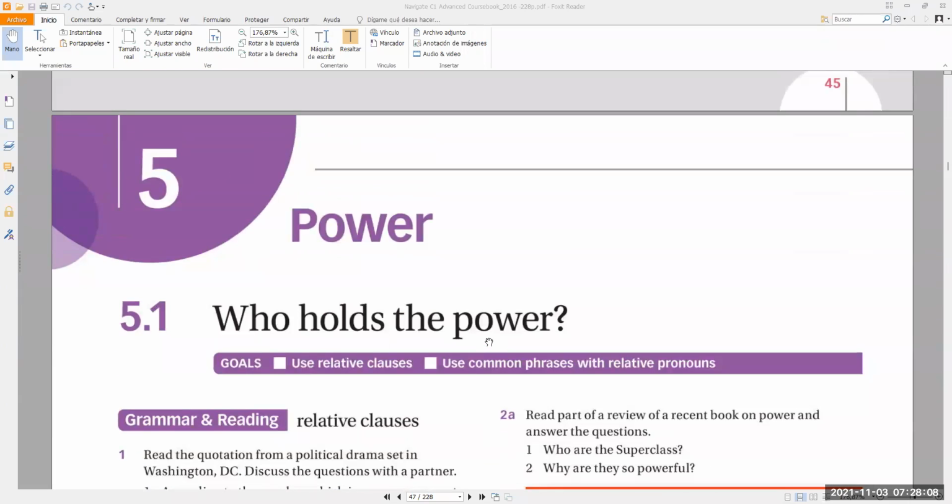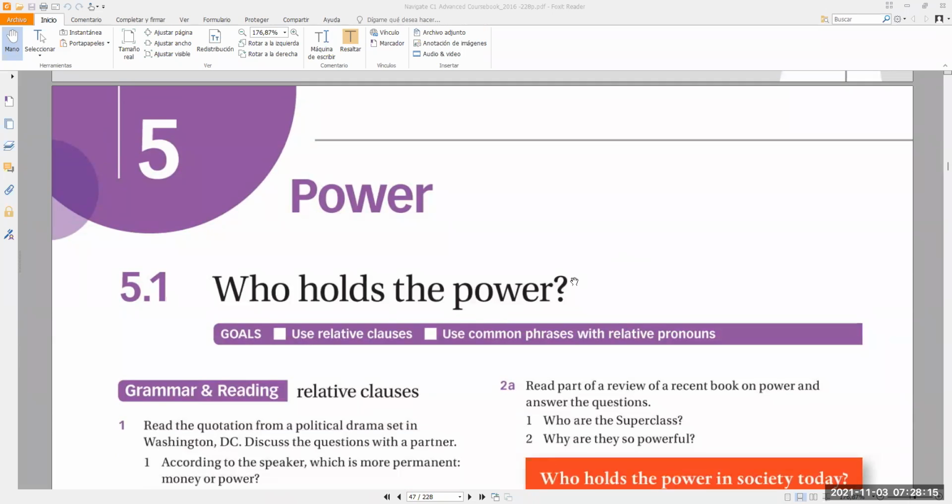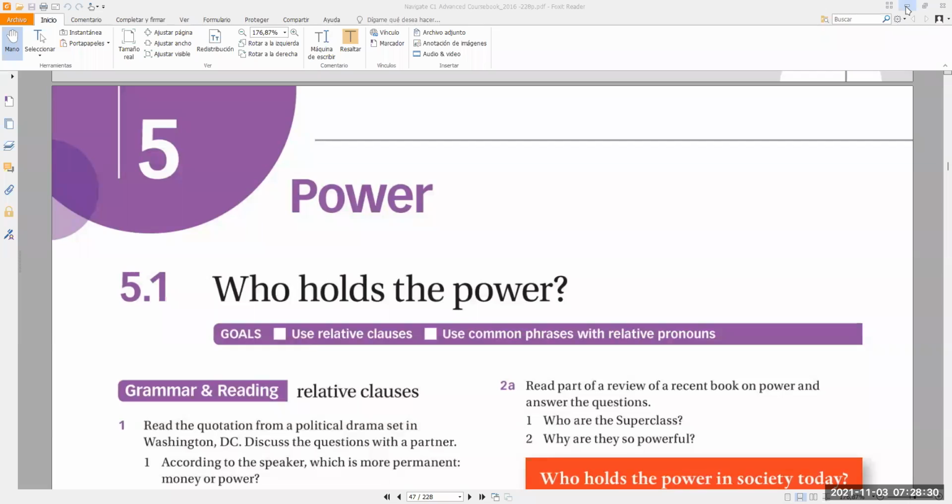And today's lesson is somehow connected to that. We are going to work on the book again, guys, and that's going to be session 5.1. So I'd like you to please go there. That's session 5.1, which is called Who Holds the Power? That is the name of that lesson. Give me a sec. So we're going to go to 5.1, as I said. Give me a second.